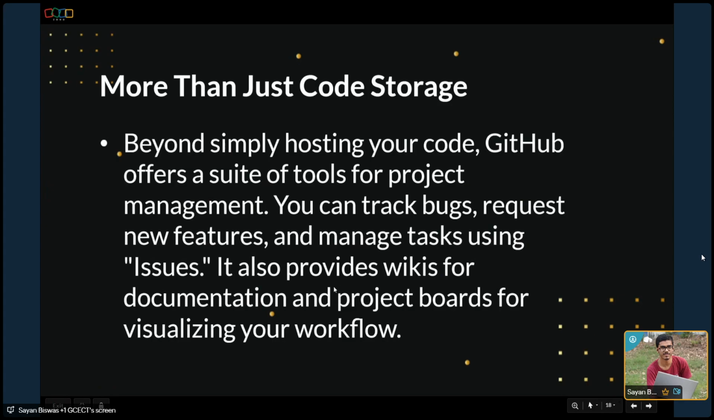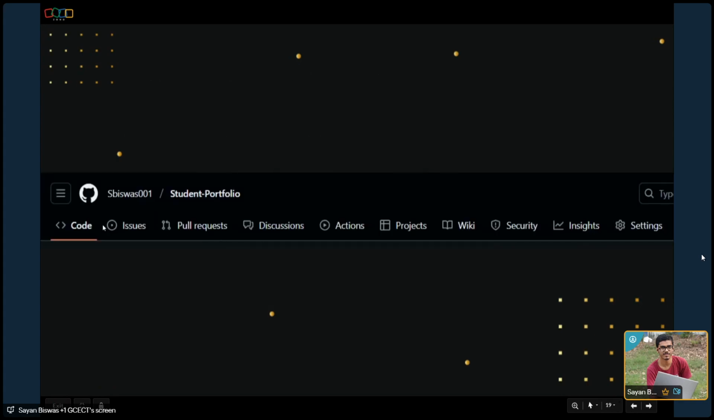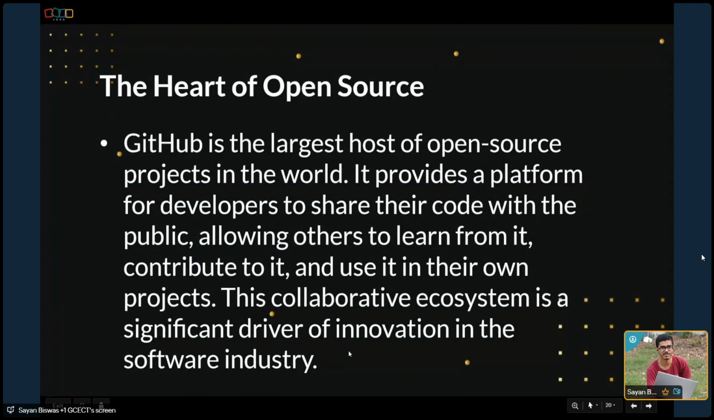Git also offers more features than just hosting your code. Like you can raise issues, you have pull requests, you can add discussions, there are actions, and also you can check out the insights of your project. GitHub is also the largest host of open source. There is something similar to GitHub, which is known as GitLab. That is also there, but GitHub is the most popular.